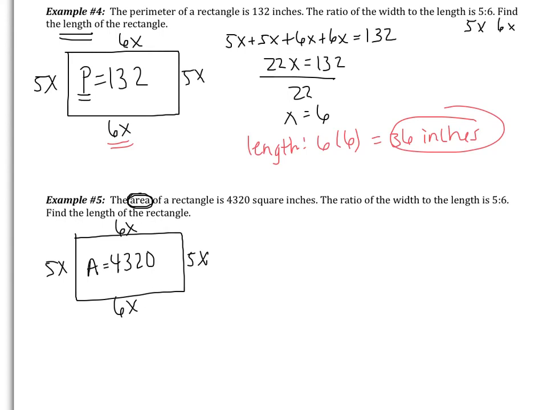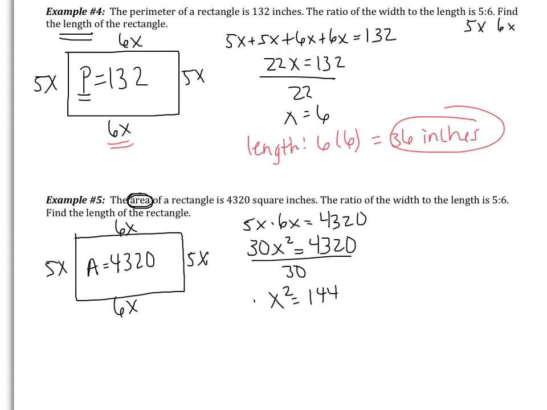Area you find by multiplying the length times the width. So in this case, I'm going to have 5x multiplied by 6x. So that's length times width or base times height, and that's going to be 4,320. Got to be very careful simplifying on the left side. I know 5 multiplied by 6 is 30. x multiplied by x is x squared. Now I have to divide by 30. When I do that, I get x squared equals 144. Then I have to take the square root, and I get x equals 12.